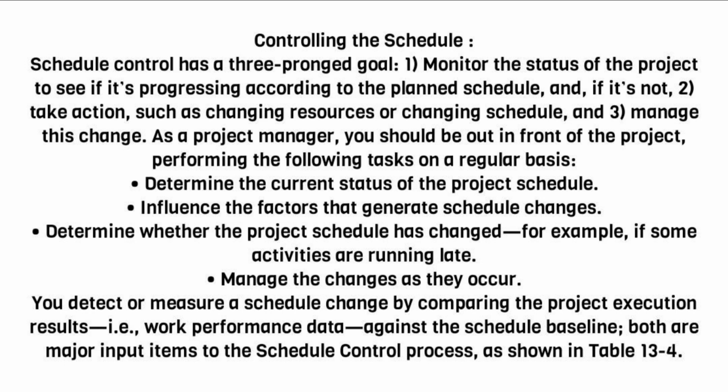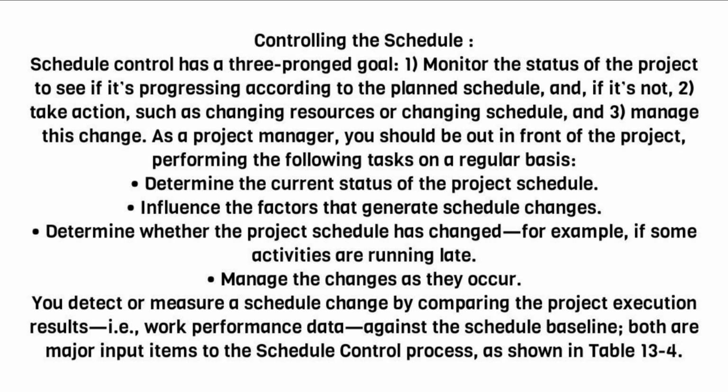Schedule control has a three-pronged goal. 1. Monitor the status of the project to see if it's progressing according to the planned schedule, and, if it's not, 2. Take action, such as changing resources or changing schedule, and 3. Manage this change. As a project manager, you should be out in front of the project, performing the following tasks on a regular basis. Determine the current status of the project schedule.